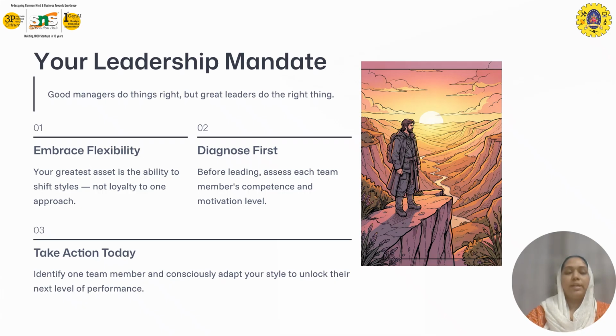Before leading, we have to assess each team member's competency level and motivation level. Based on this, we take action by identifying each team member and consciously adapting your style to unlock their next level of performance. So we always have to find out which level they are at.